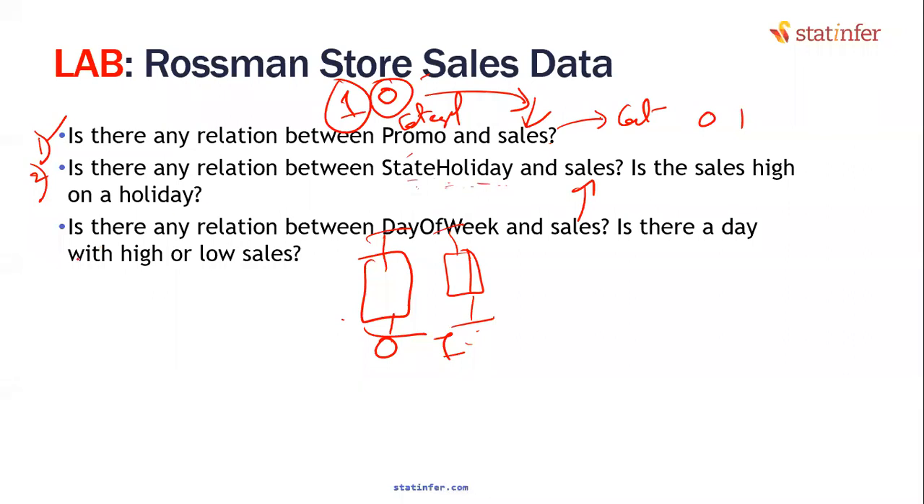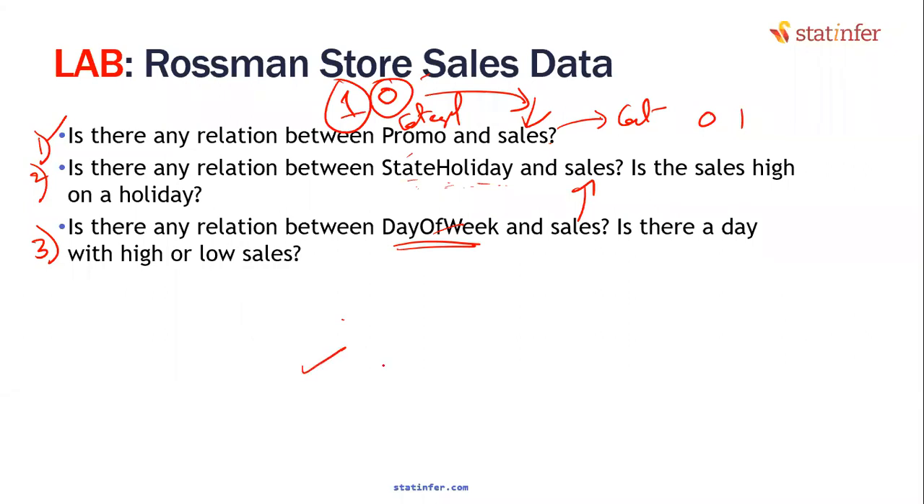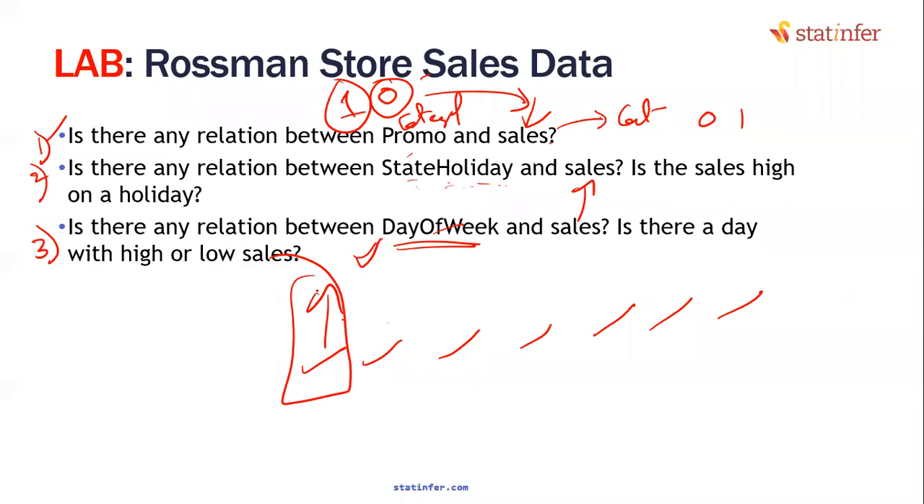We will see anyway. The third question here is: is there any relationship with the day of the week? That means on Monday, Tuesday, Wednesday, Thursday, Friday, Saturday, Sunday, which day has higher sales? Can you draw one box plot for each day? This is a good exercise. Go ahead, do it. Tell me the results.